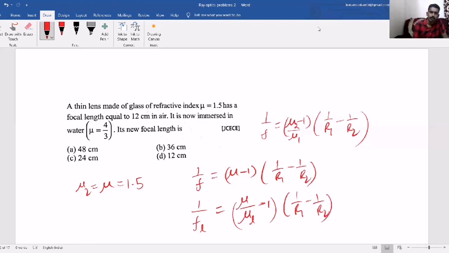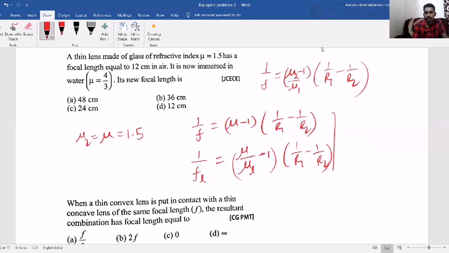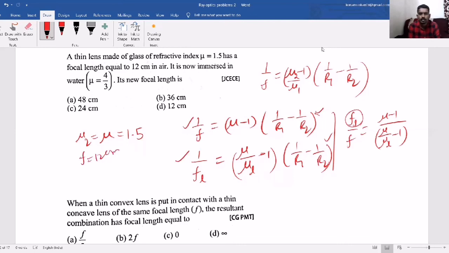This is the same. Now you divide both of them. You take the ratio of both of them. So 1 by F by 1 by FL, then it will become FL by F. So these two terms will get cancelled, this term and this term. So here mu minus 1 by mu L minus 1. Now what they are asking is the new focal length FL. F value is given, 12 centimeter. Mu value is given, 1.5. And mu liquid is nothing but water. How much have they given?